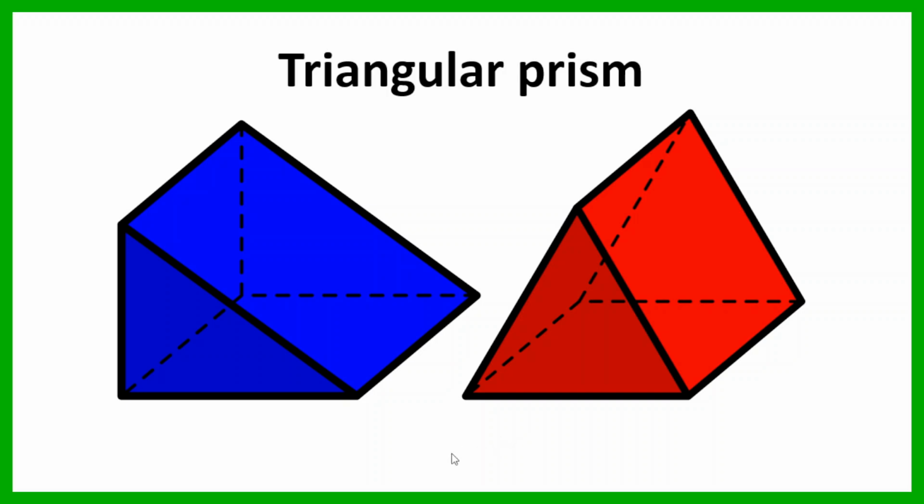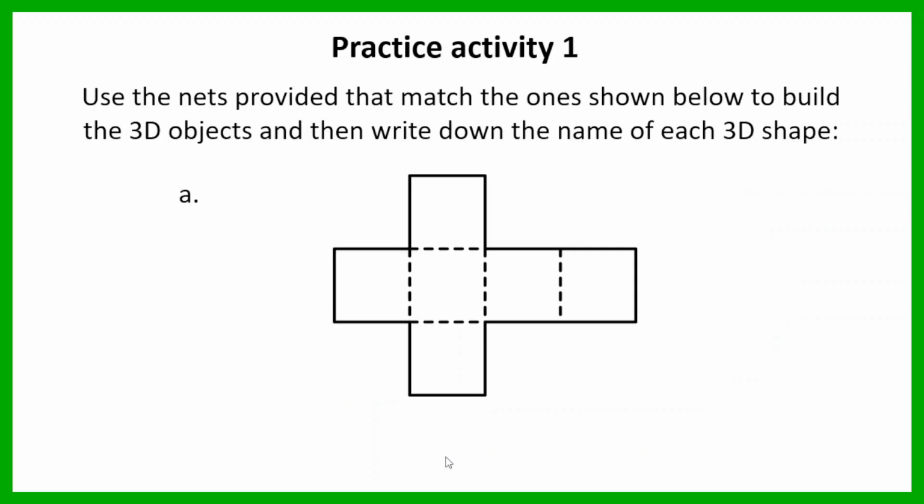Okay, now let's go and have a look at the nets for prisms. In this activity, you are going to actually build models of these prisms using the net that matches the one that you can see over here. So if you've got the worksheets that go with this lesson, you can just use the net that is provided. Otherwise, you can take a screenshot of the screen here quickly, and then you can print that to be able to do this activity.